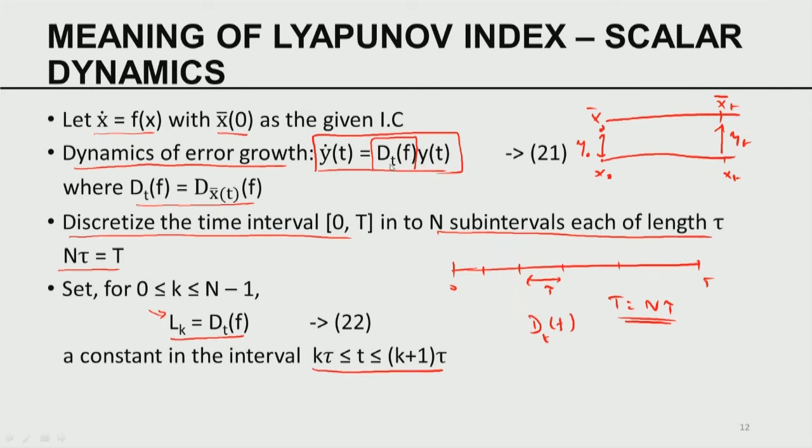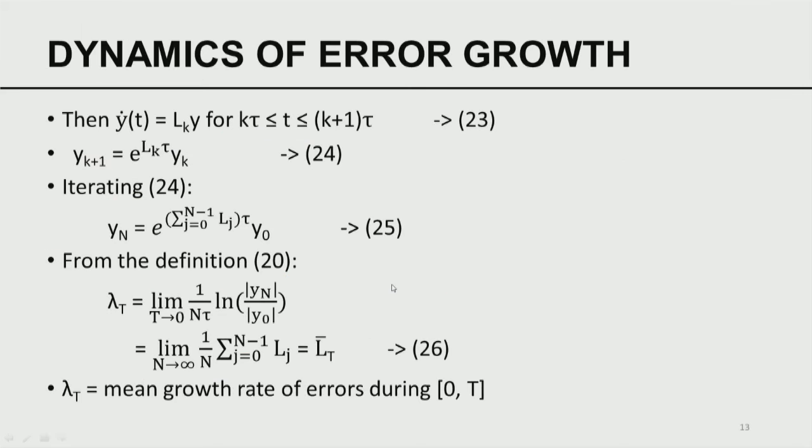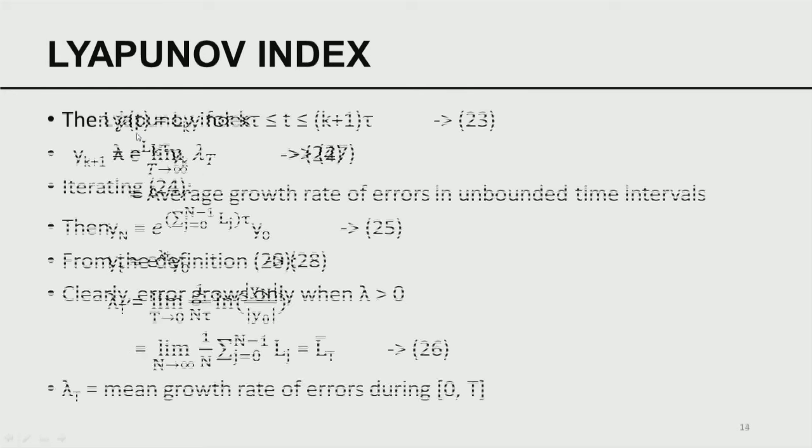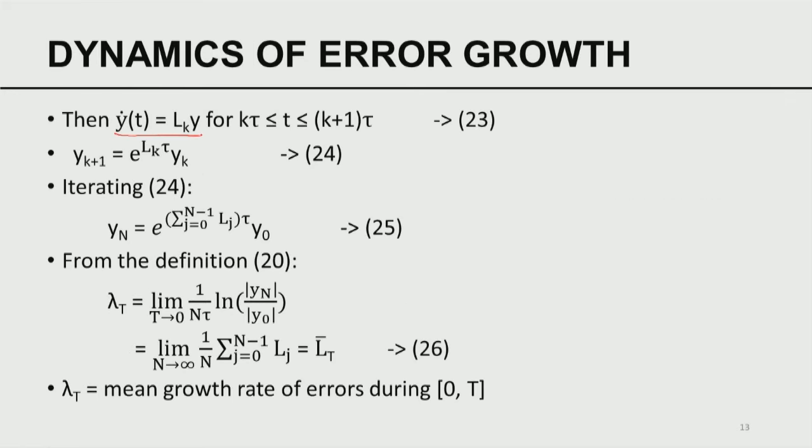Therefore, combining 22, so 22 when substituted in 21 becomes an equation of this type. That is a linear equation. This equation depends on k; you can see Lk depends on this interval. I can solve this equation very readily, that is y(k plus 1) is equal to e to the power of Lk tau times yk. So if yk is the initial condition at time k, I would like to compute the solution y(k plus 1), and the matrix Lk remains the same. So the solutions at the two endpoints are related by this equation 24.